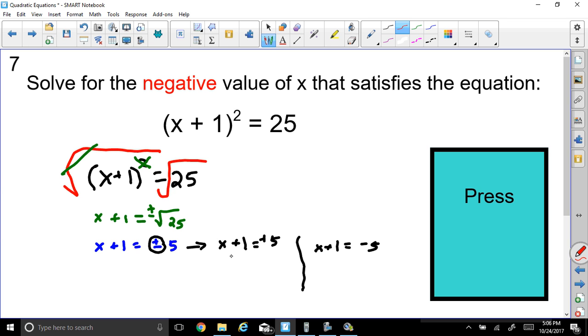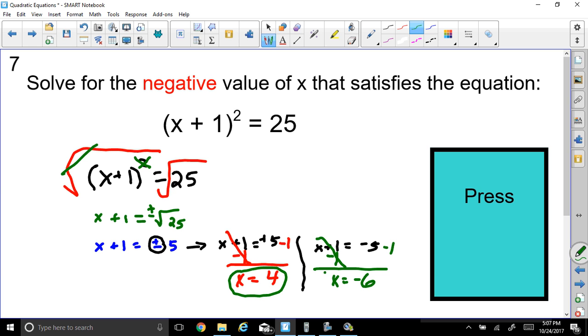So let's solve for x now. Let's minus 1 from both sides. And our 1's will cancel out over here, leaving us with x equals 5 minus 1, which is 4. So that's one of the answers. Let's do the other side. Minus 1 from both sides, and the 1's will cancel out, leaving us with x equals negative 5 minus 1. That'll give us negative 6. So there are our two answers. x equals 4, and x is equal to negative 6. So either one of those will satisfy this equation.